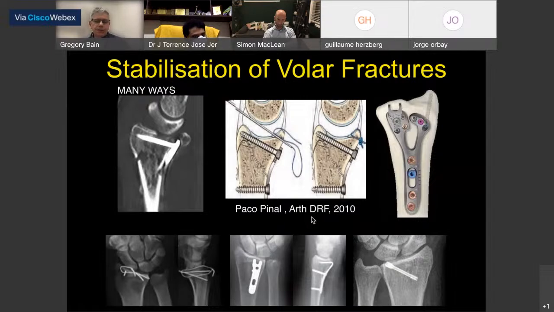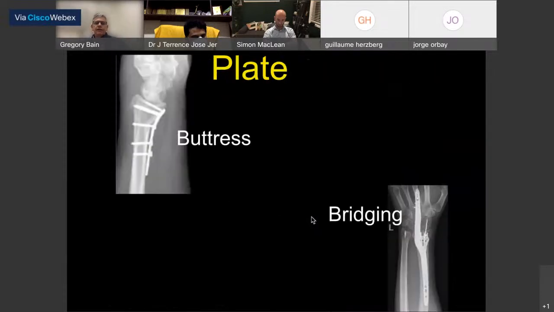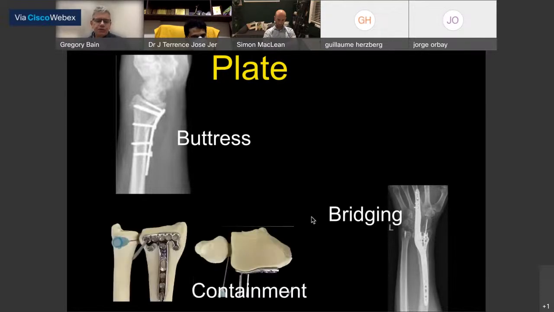So with regard to stabilizing these fractures, there have been many types of fixation described. And I think most of us are aware of buttress plating and bridging plating. But I want to share with you the concept. I think this is not buttress plating. This is more of a containment plating that goes around and holds together and contains that distal radius.